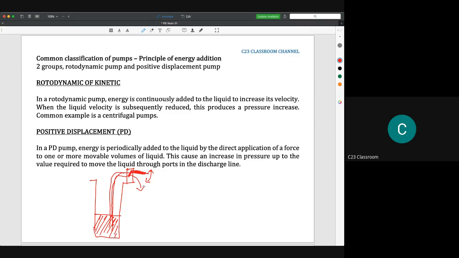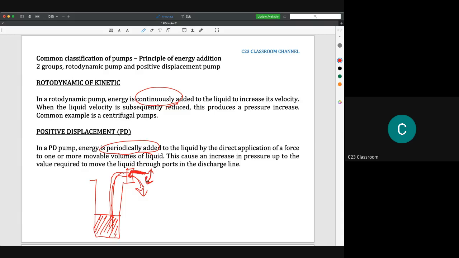And you could imagine that the water will not come out all the time like in a centrifugal pump, because in a centrifugal pump, energy is continually added, so the water could flow continuously. But for this positive displacement pump, the energy is periodically added, so the water will come out periodically. So every time you pull the lever down here, the water will come out.